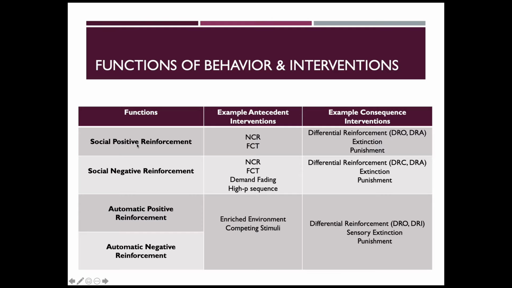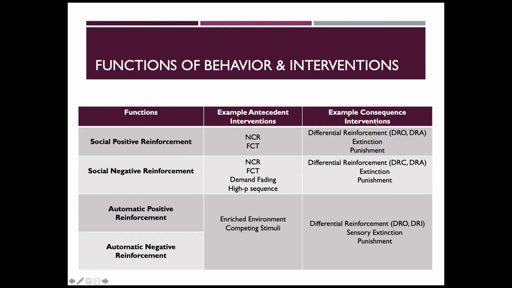So, for social positive reinforcement, some example antecedent interventions include non-contingent reinforcement and functional communication training, or FCT. For social negative reinforcement, the interventions again include non-contingent reinforcement, or NCR, functional communication training, FCT. Also, we have demand fading and something referred to as the high probability sequence. For automatic reinforcement, both positive and negative, we have enriched environment and competing stimuli.